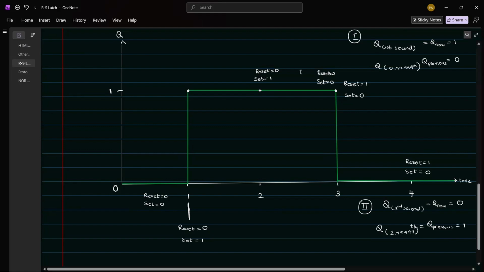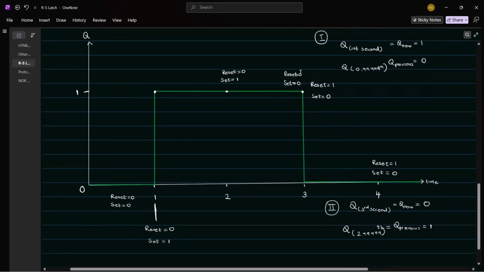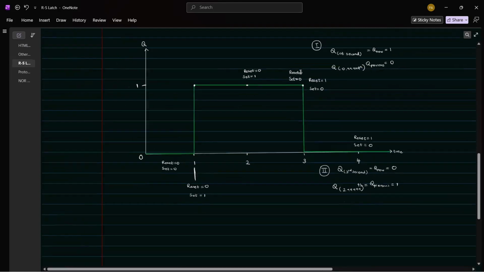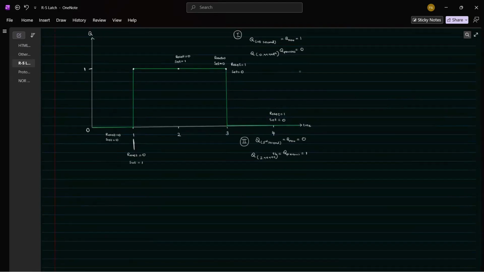So now, if I draw the exact same Q graph for this, how will it look? Let me draw that for you. So first of all, let's put the graph.